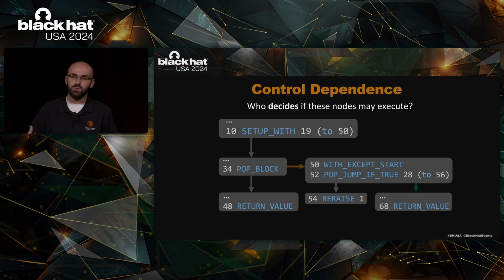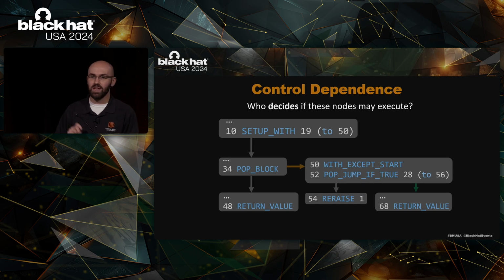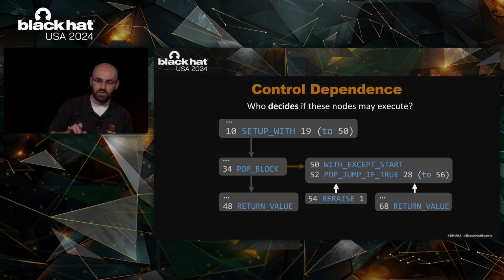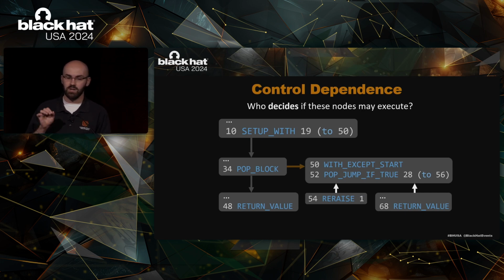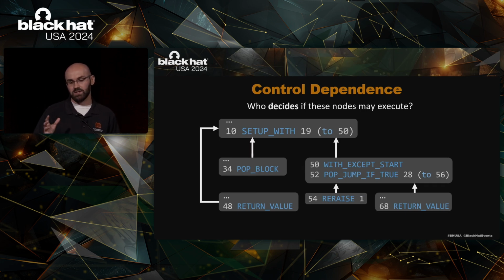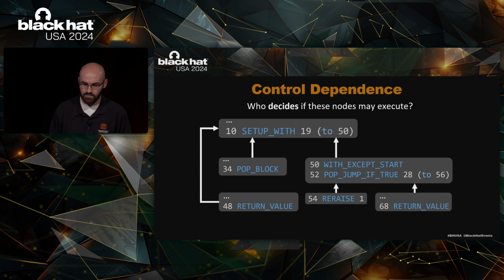So when we're trying to reconstruct those control scopes, the important question to ask is who decides when each node executes? Starting from the bottom, the re-raise and the return value are decided by the return value of the with cleanup. It's either going to go and re-raise the exception, or it's going to go to return value. The rest of these blocks are actually decided by the setup with, because that's the node that's preparing the exception handler that could cause them not to execute.